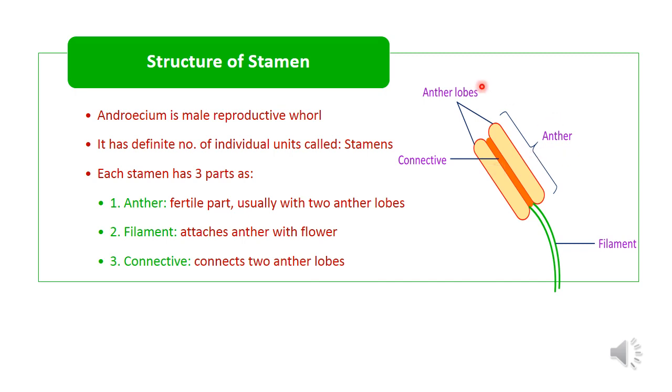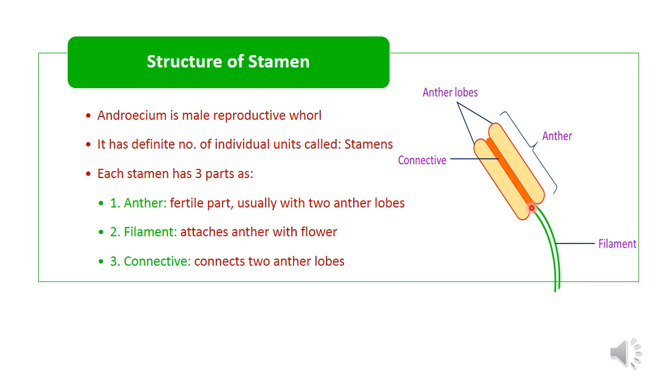Each anther is further divided into compartment-like structures known as anther lobes. The number of anther lobes is usually 2. Each anther is connected to the receptacle by means of the filament. The role of the filament is to provide nutrition to the developing anther and the developing pollen grains.